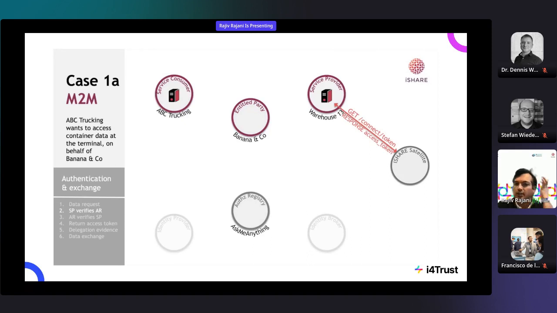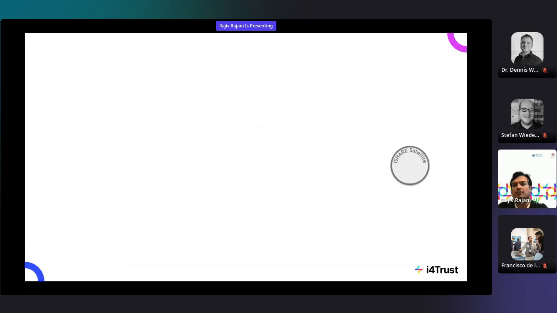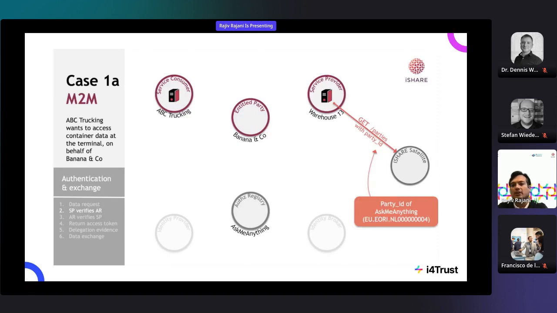So what it does is, again, it goes to the satellite with the same step: if the token is not valid, it gets an access token first by sending a client assertion of itself. And then it gets the details from the parties endpoint with the identifier that was shared by the service consumer of the authorization registry. So in this case, it's the identifier of the authorization registry. It says, okay, give me all the details that are known about this authorization registry. The satellite gives the details about the authorization registry back to the service provider.